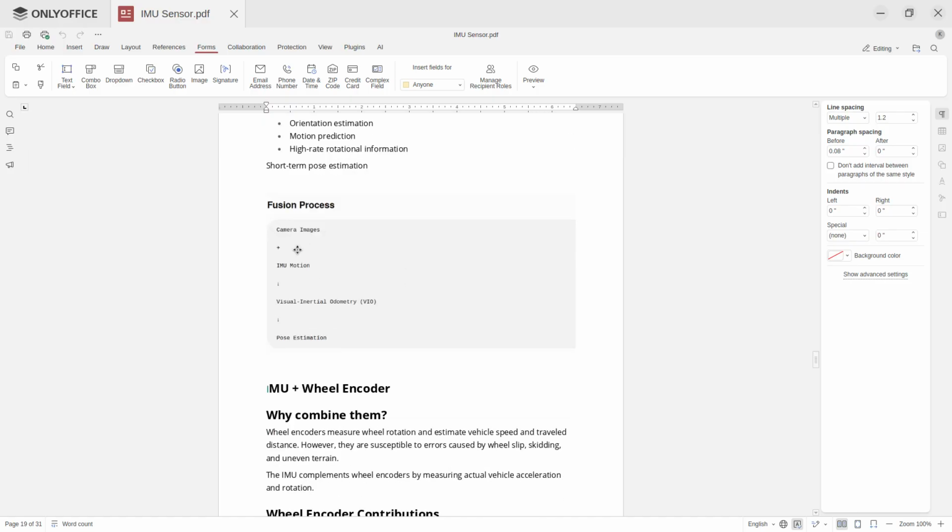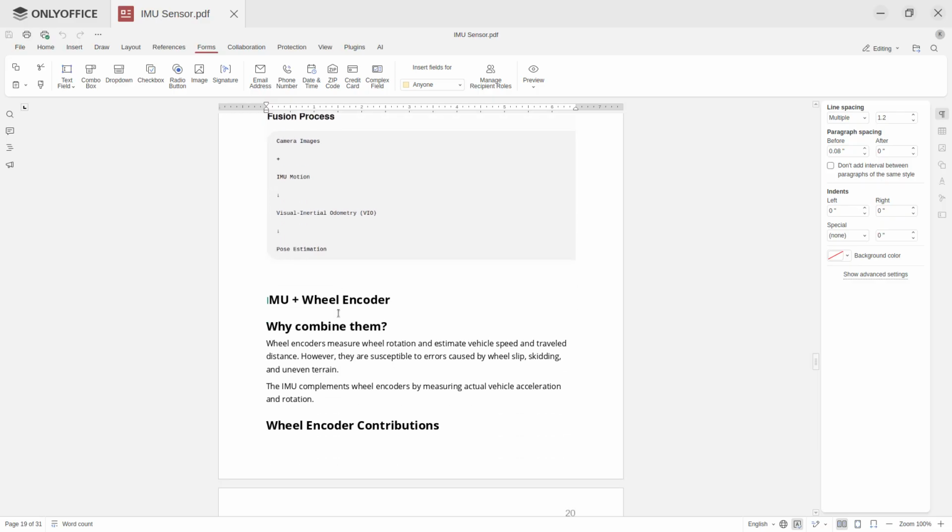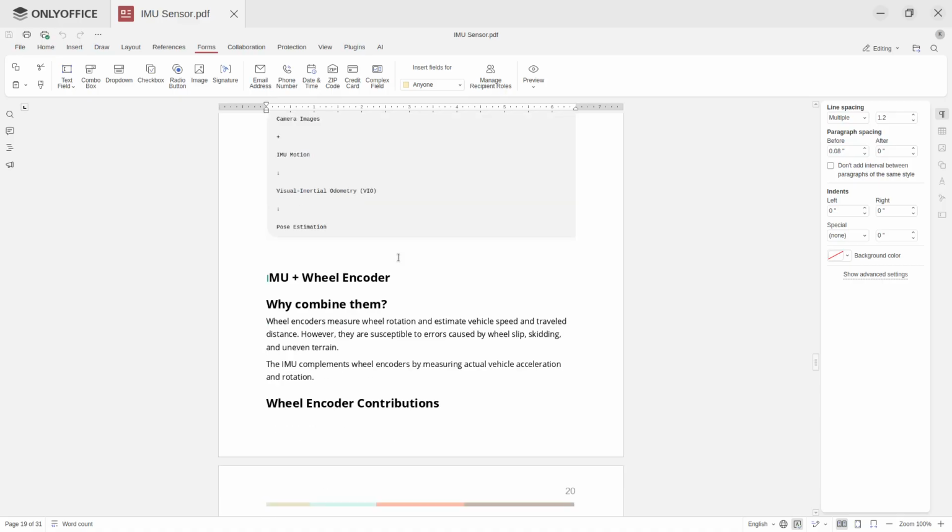You have camera images, then you have IMU motion, then you have visual inertial odometry, and then you have pose estimation. I hope this is understood. So basically what you are trying to do is, through the camera you are seeing different features which are present, and you have an IMU which helps with motion, and when you combine both of them you get visual inertial odometry, as a result of which you get to know where you are. You can do pose estimation. So this is what it was about.